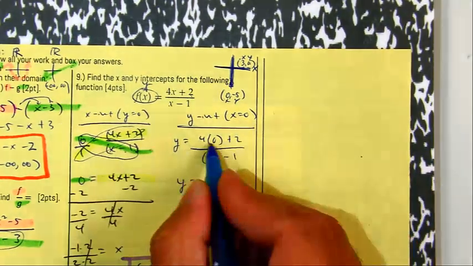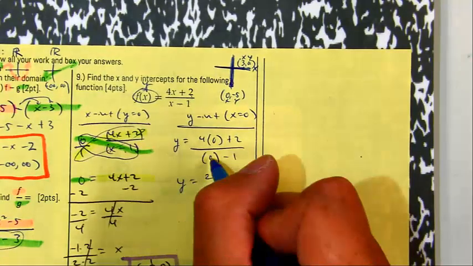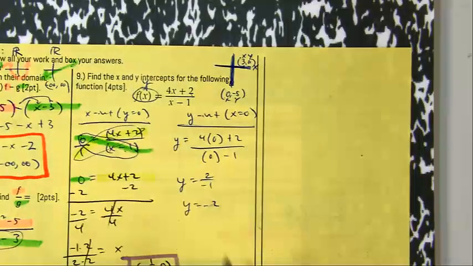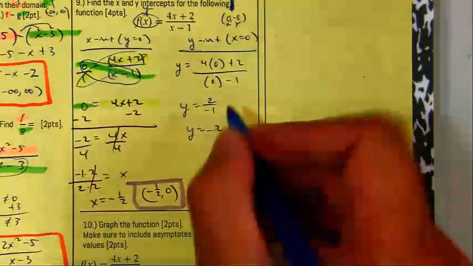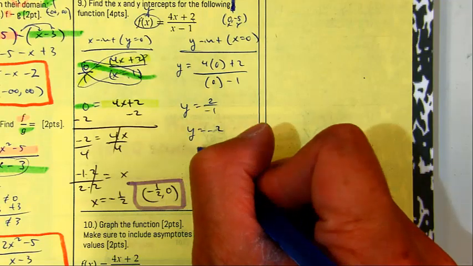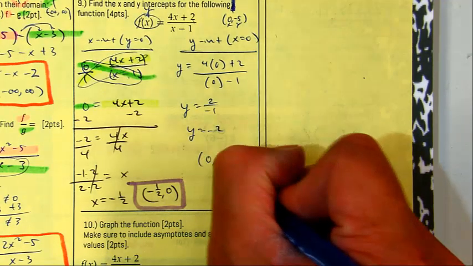Four times 0 is 0, 0 plus 2 is 2, 0 minus 1 is negative 1, so you get y equals negative 2. And then the ordered pair you get is 0, negative 2.